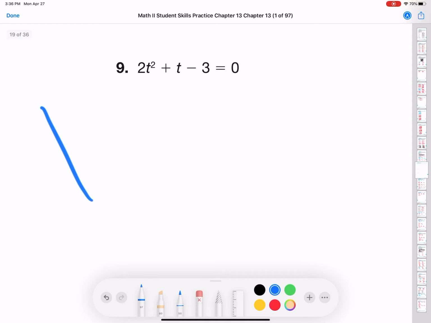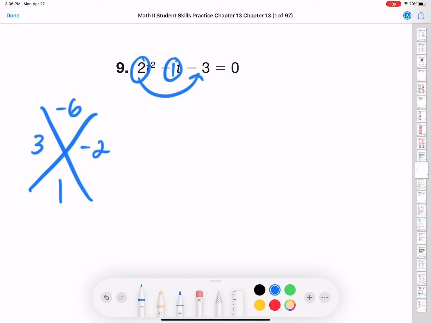So again, here's my x. 2 times -3 is -6. Then my number in the middle is not there, so that means it's a 1. So two numbers that multiply to -6 add to 1. It's going to be 3 and -2. I've done this for a while, so if it takes you longer to do this, that's 100% fine.